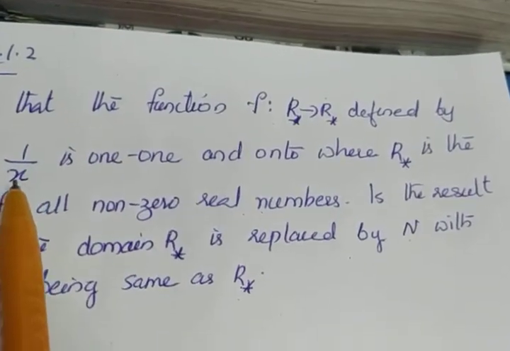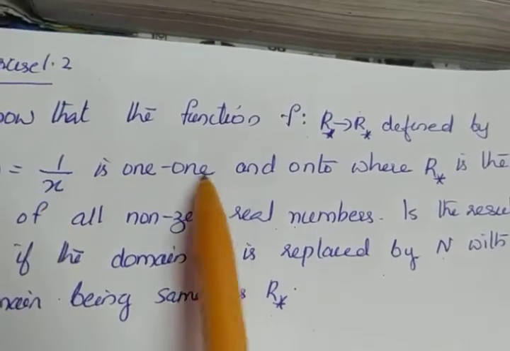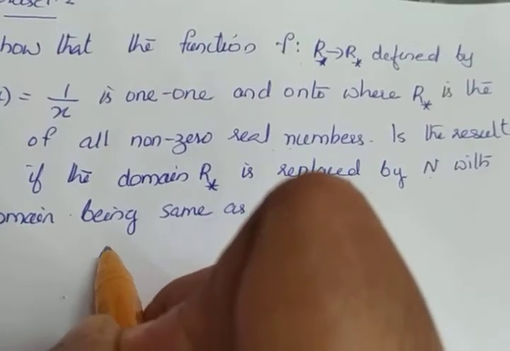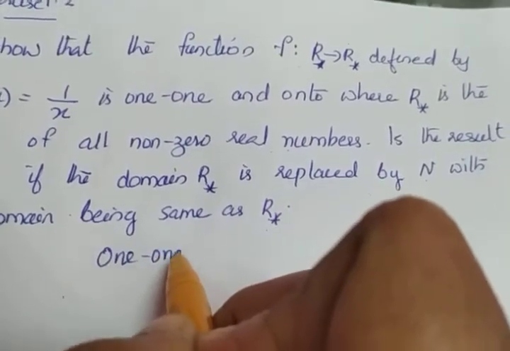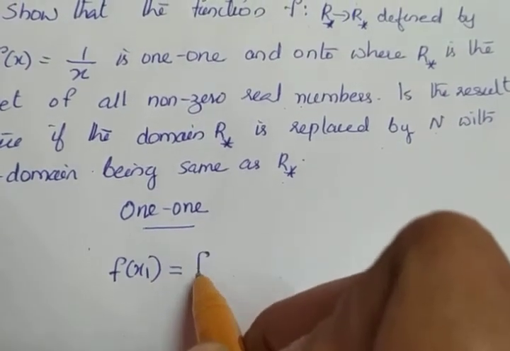So the first question is we have to show that f of x is one-one and onto. I already told you, to prove f of x is one-one, what we will do is take the condition f of x1 equal to f of x2. So we are moving with the equality f of x1 equal to f of x2.